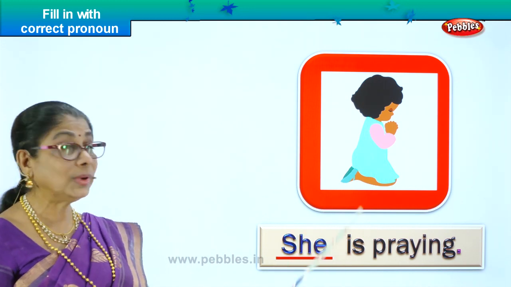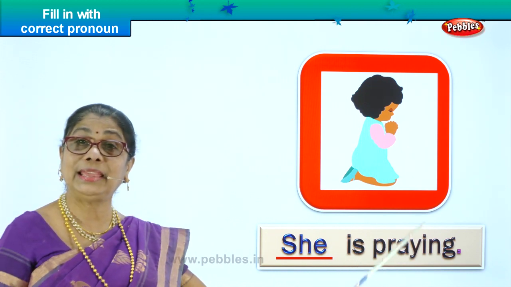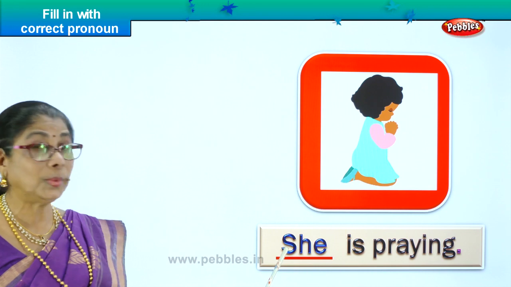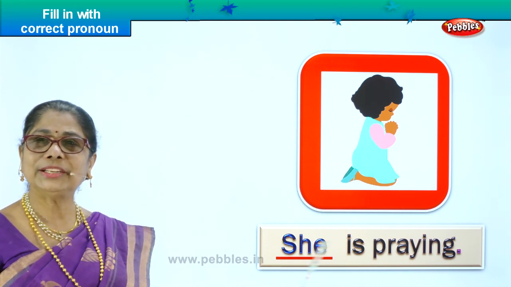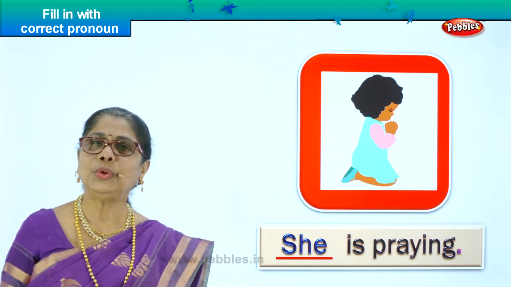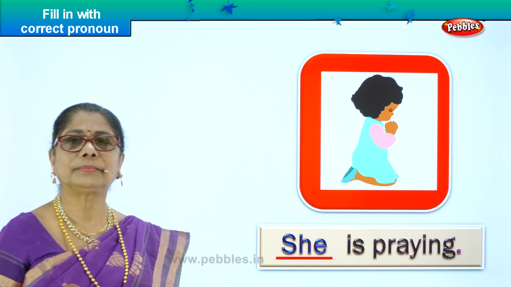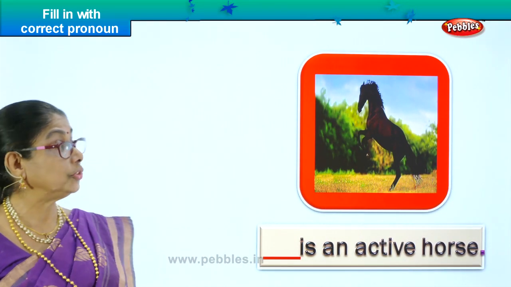She is, what is she doing? Praying. She is praying. The little girl, so we use the pronoun she. We picked the correct one. She is praying. Good. Shall we look at another picture? Are you enjoying filling in with the correct pronoun?